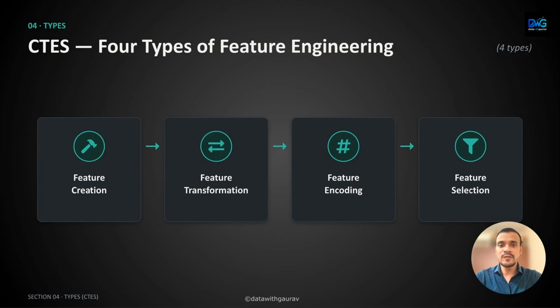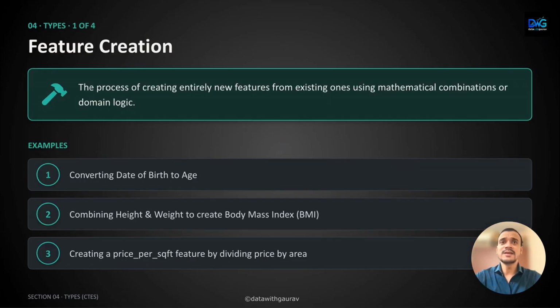So, let's begin with our first type, feature creation. As the name suggests, feature creation is all about creating new features from the information we already have. Instead of collecting additional data, we derive new variables by applying mathematical formulas, combining existing features, or using our understanding of the problem domain. The key idea is simple here: the new feature often carries more useful information than the original data alone.